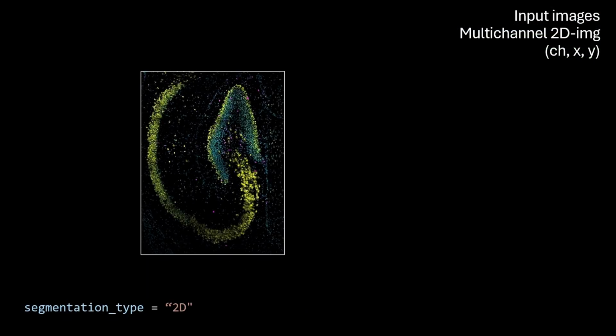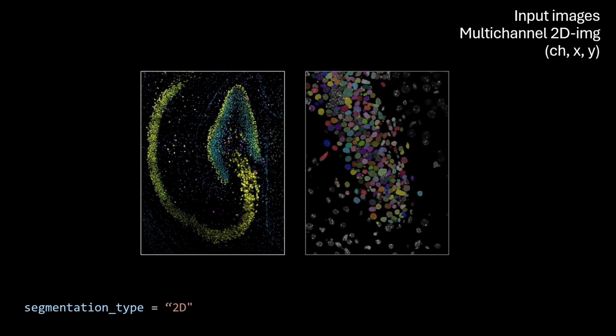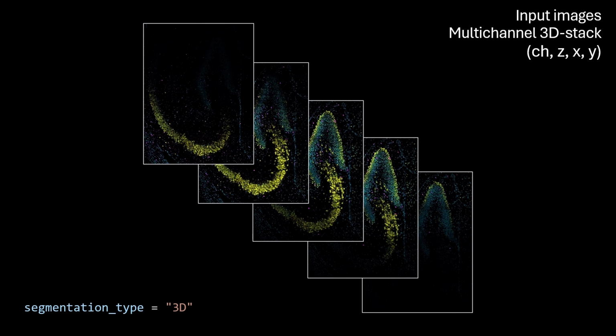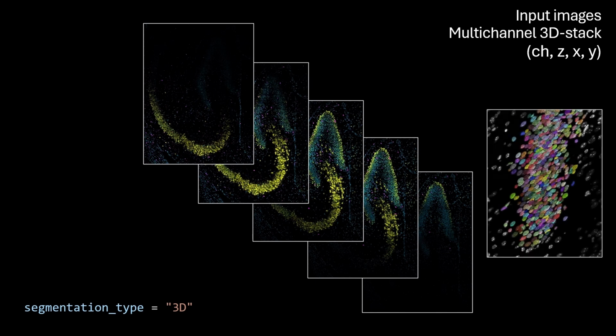Choose 2D if your input is a single plane, multi-channel 2D image. The output will be 2D nuclei labels matching the input format. Choose 3D if your input is a multi-channel set stack and you need to extract 3D information by generating 3D nuclei labels.